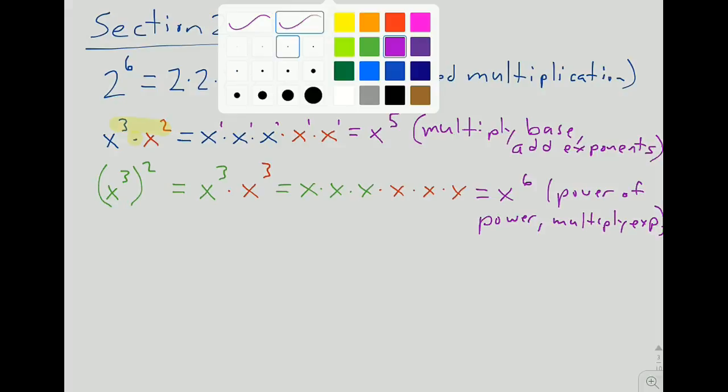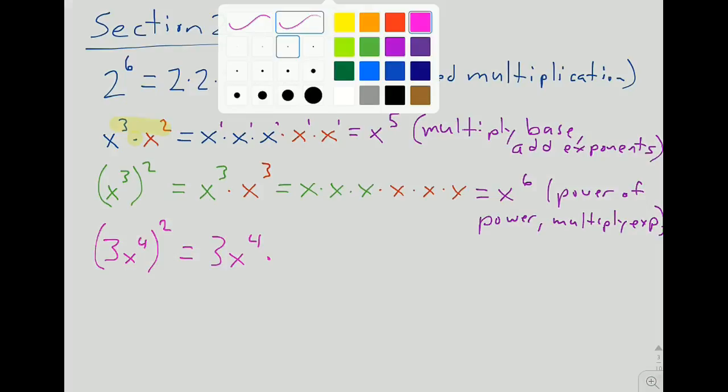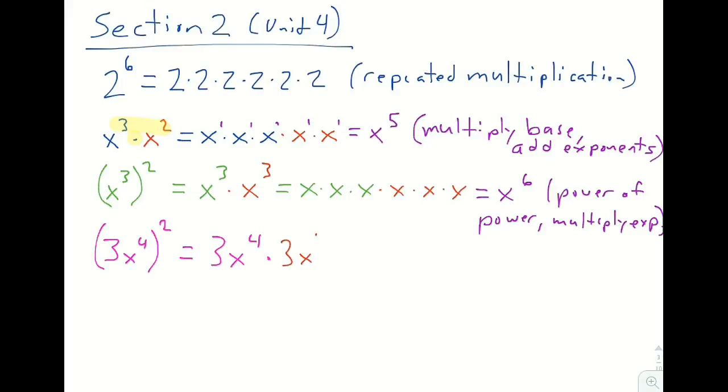Now there's also going to be some weird cases that come up, and it's not necessarily super unusual, you just have to be careful. Let's imagine something like this. If we have 3x to the 4th all to the 2nd power. When we do that, that's like saying 3x to the fourth times another 3x to the fourth. So we're going to end up taking a 3 times a 3. And as you'd expect, that's going to be 9. Then we're going to have an x to the fourth times an x to the fourth.